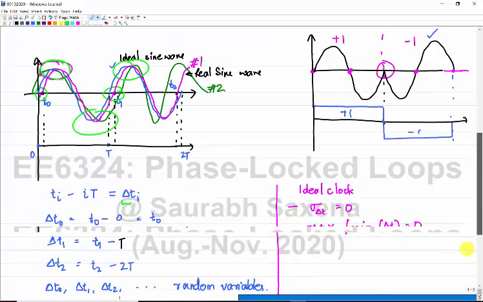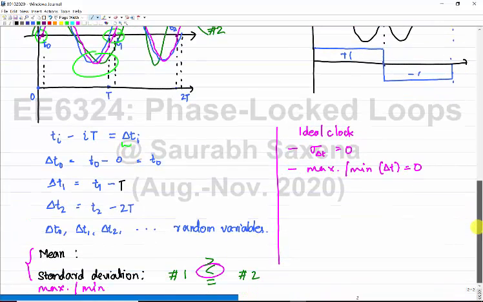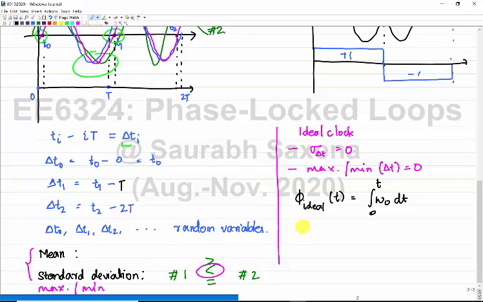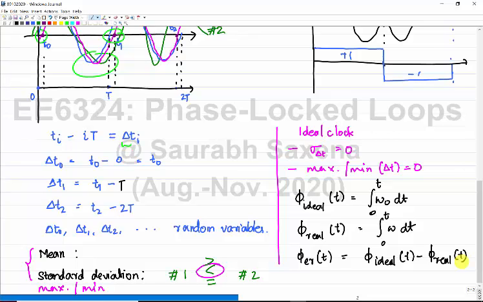We can find the phase error in two ways. One way is the phase accumulated by an ideal clock, which is going to be omega naught, which is fixed, times dt. Let us say this is 0 to t. And the phase accumulated by a real clock, phi real of t, is whatever frequency it has, again from 0 to t. This is the real clock. So the phase error between the two, phi error of t, is nothing but phi ideal of t minus phi real of t.